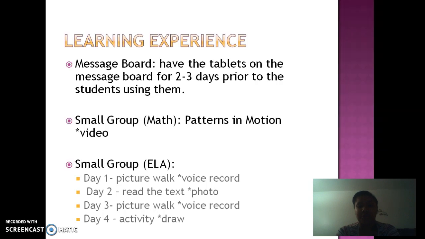On the third day, we'll do a picture walk and we'll do voice recordings. Maybe sometime later in the future, we would go over the differences between day 1 and day 3. Then on day 4, I would have them draw a picture using the drawing icon, and then they can talk about their favorite part that they drew.